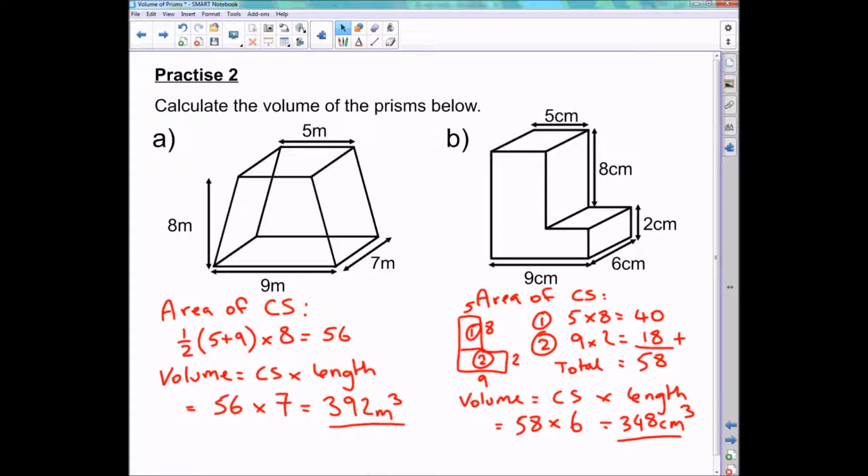Okay, so hopefully you were successful with that. Again, practice, practice, practice with exam questions. And just remember that these formula are given in the front of your GCSE paper.